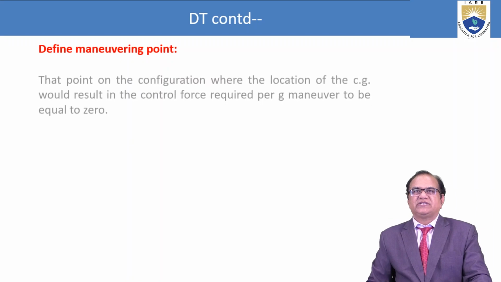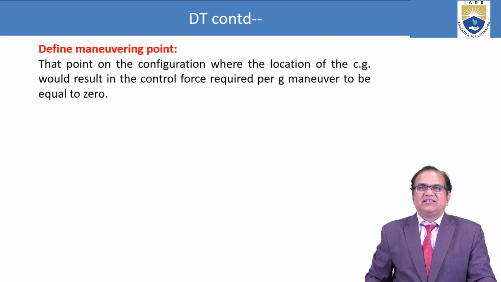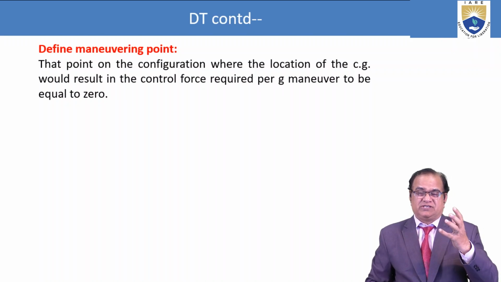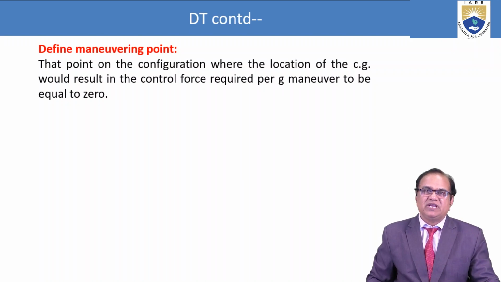Define maneuvering point. The maneuvering point is the point on the configuration where the location of the CG would result in the control force required per G maneuver being equal to 0. So per unit maneuver, that CG location is called the maneuvering point.